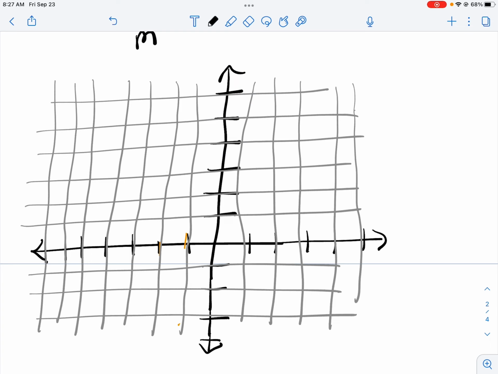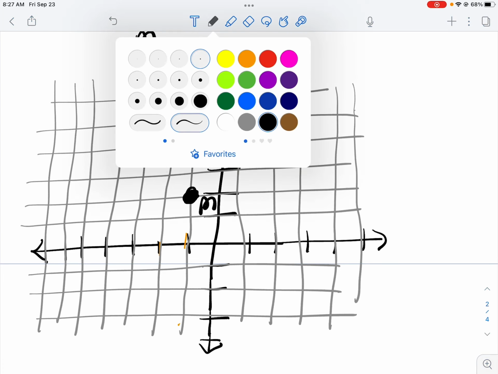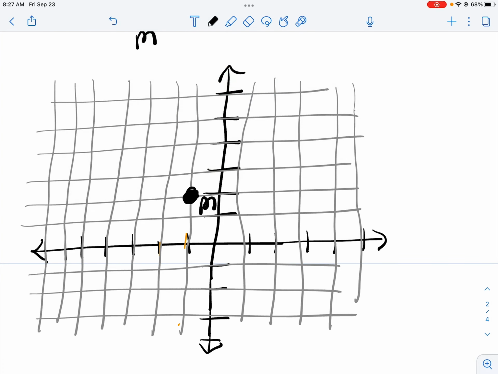And so we start with the midpoint, which is (-1, 2). So here's our midpoint. The one endpoint is the point (-7, 6). And I'm just going to label that one E for endpoint. Now, I know that if the middle is here and my endpoint is here, my other endpoint is going to be somewhere on this side. And I'm going to count.